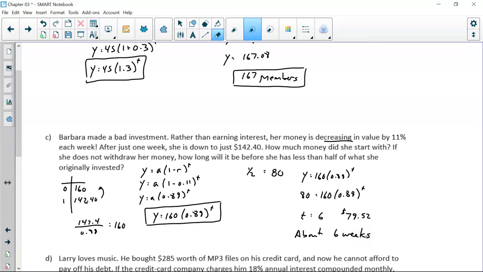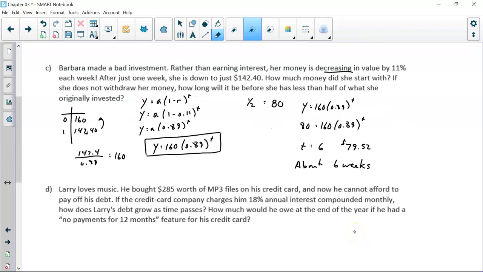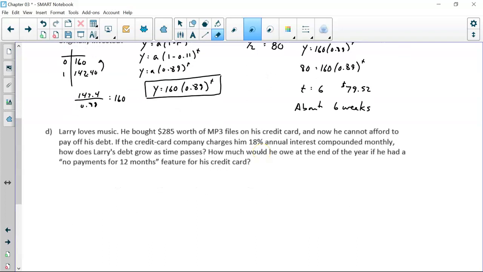That's a tricky one. And then the last one, Larry loves music, so he bought $285 worth of MP3 files on his credit card. Now he can't afford to pay off his debt. His credit card company is charging 8% interest compounded monthly. So we see that compound. So now how much would he owe at the end of the year if he had no payments for 12 months? So Y equals A times 1 plus R over N to the NT. We're using that because we're compounding monthly.